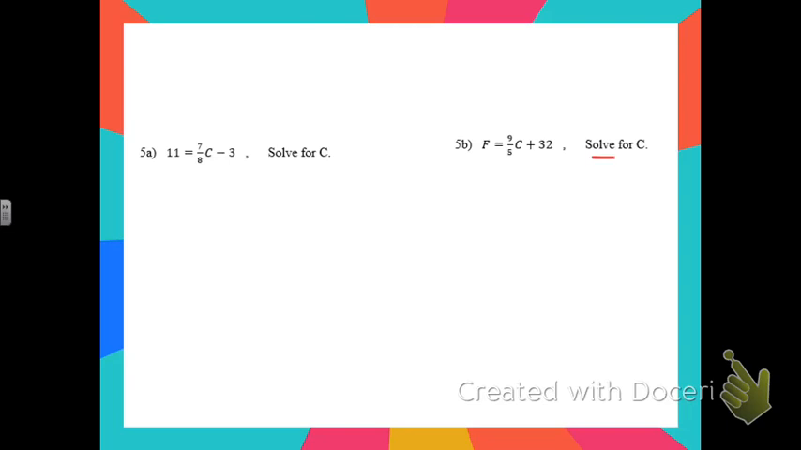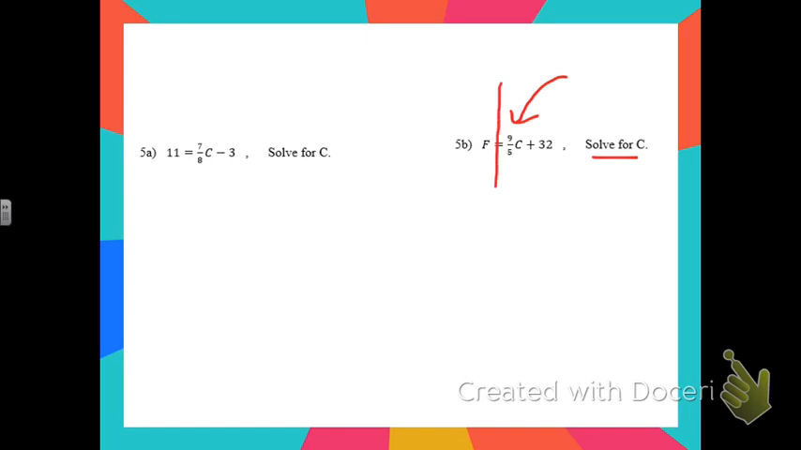This equation over here is the equation from converting Fahrenheit to Celsius and Celsius to Fahrenheit. And so if we know Celsius, we can plug it in and find Fahrenheit. But in this case, it says solve for C, so we must want to get it in another form, so we want the F on the other side. So I'm going to get C by itself.